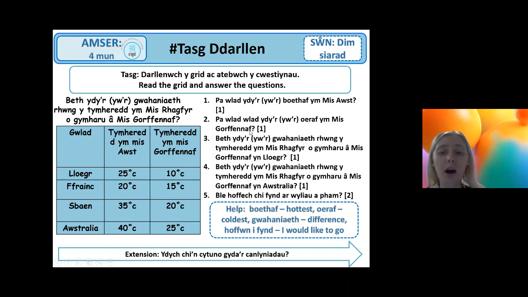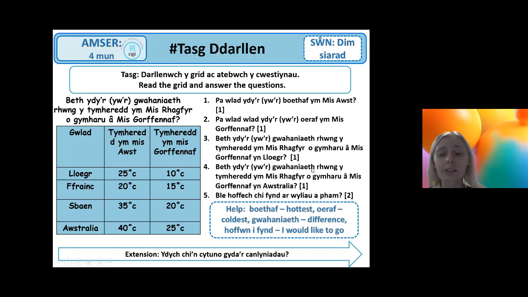Then the next one, pa wlad ydy oeraf. We had the word oeraf earlier. So which country is the coldest ym mis Gorffennaf, in July? So if you have a look in Gorffennaf, July, which is the lowest country or the coldest country? So you look for the coldest temperature, slide your finger across and write down. So remember, because it's a 1-mark question, you're only expecting a 1-mark answer.